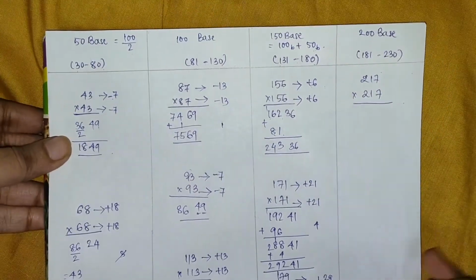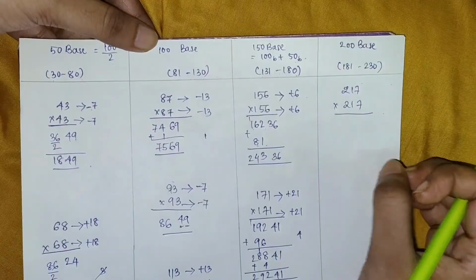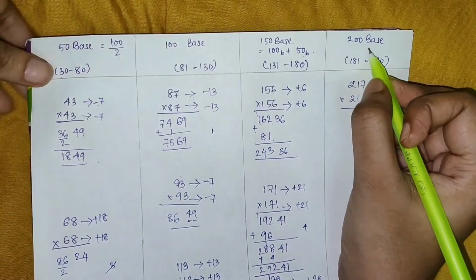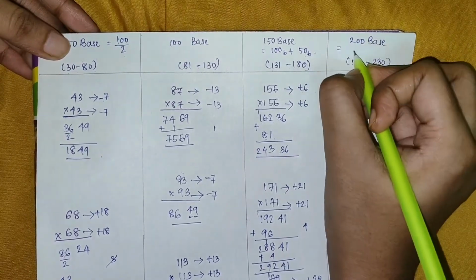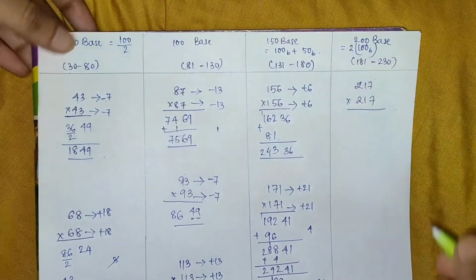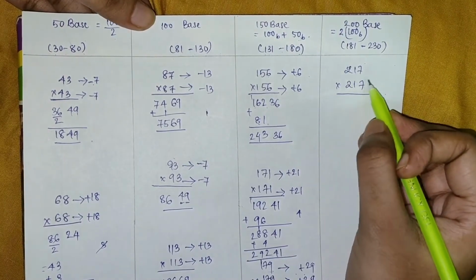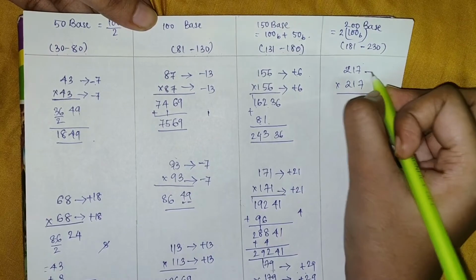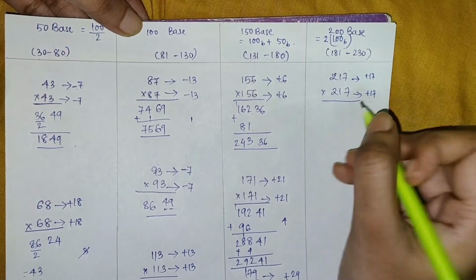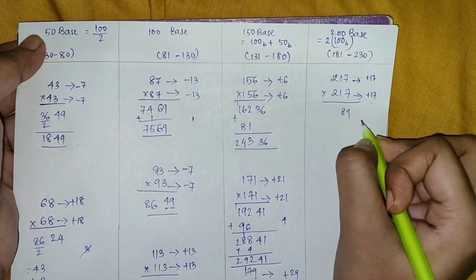So moving forward to our last base in the examples I'm showing you, which is 200 base. So the range of numbers is 181 to 230. For 200 base, the logic is 100 base logic into 2. Just multiply with 2. So our first example is 217 square. We know it is 17 more than 200. And what is 17 square? It's 289. 2 carry.